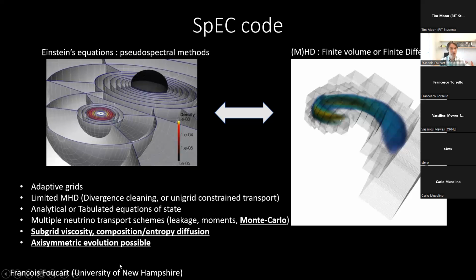And finally, we have modified the SpEC code so that most of these algorithms can be used in both 3D, which is the standard method for mergers, as well as in axisymmetry, which can be useful for faster post-merger evolutions. The exception at this point being the Monte Carlo radiation transport code, which we are currently porting to 2D, but haven't fully tested in that regime.